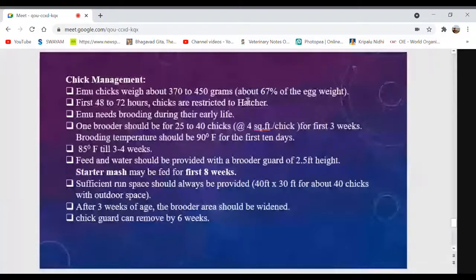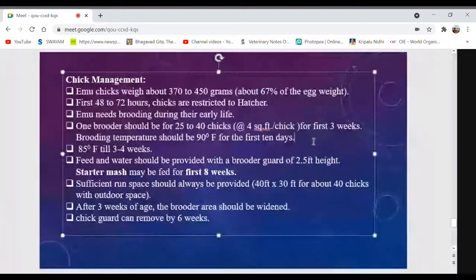Here, in the case of chicks, in a brooder, one compartment is used. Here you see one brooder should be for 25 to 46 chicks, at the rate of 4 square feet per chick. You see the requirement: 4 square feet per chick for the first few weeks. And these are the brooding temperature and other things. These things may be discussed, I think, in your LPM.